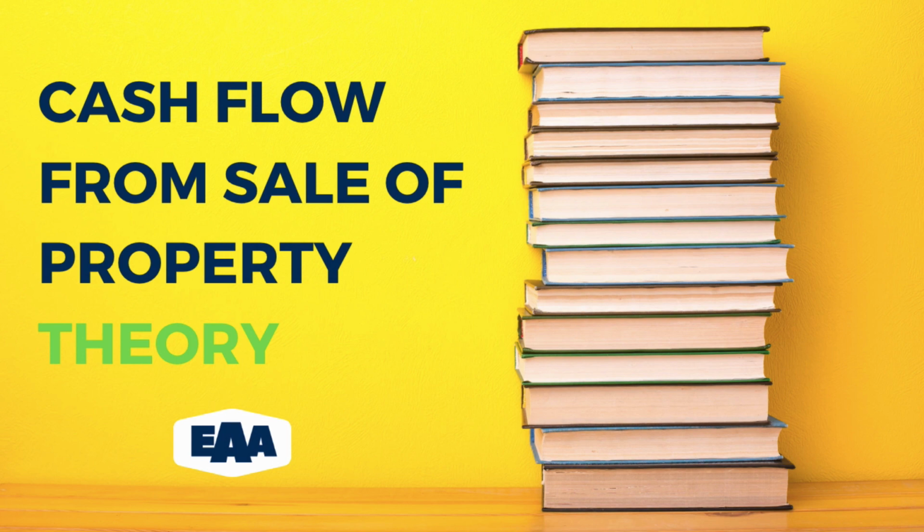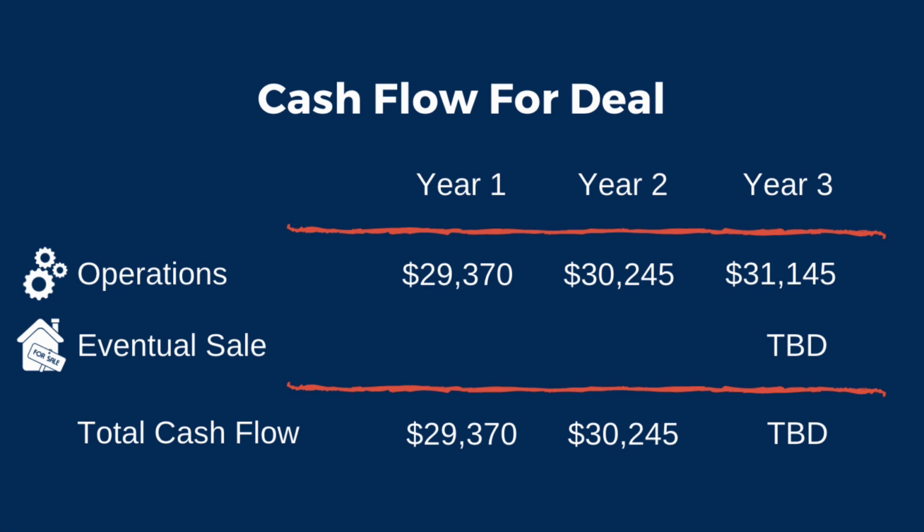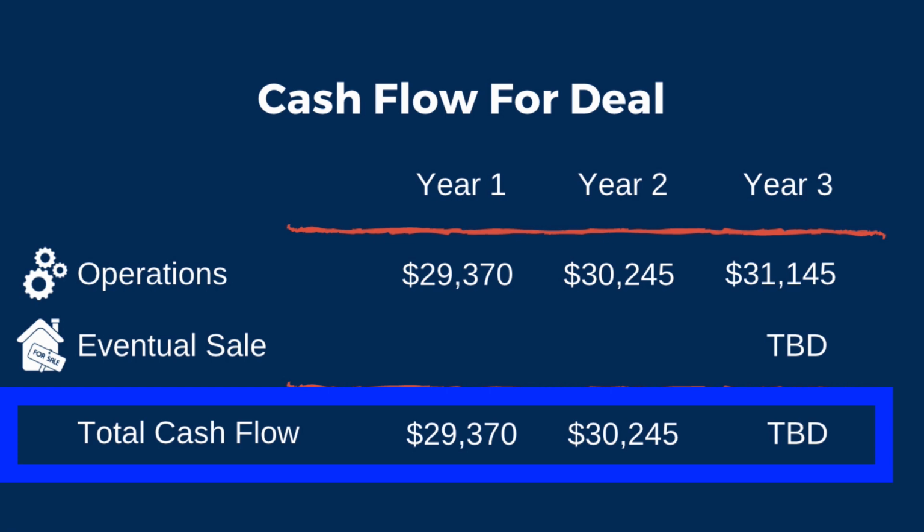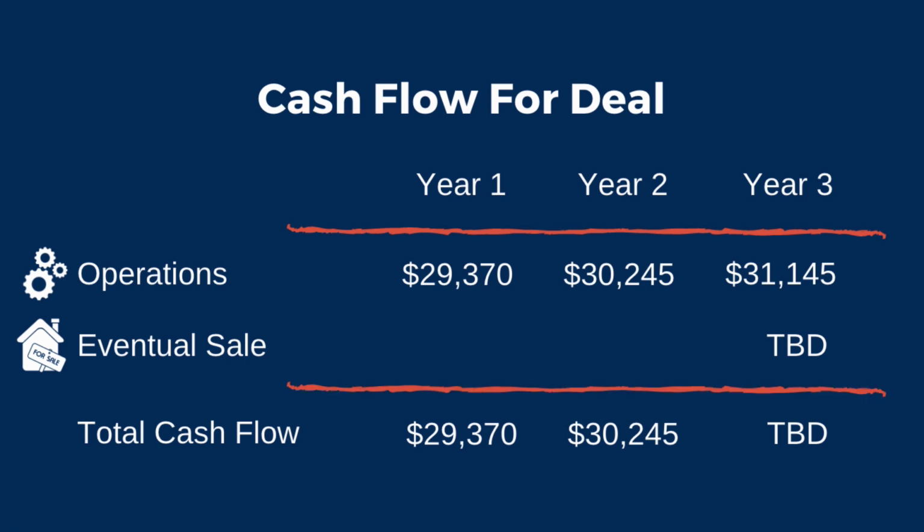Cash flow from sale of a property. Here's where we left off. We have the total cash flow from operations. Now we need the cash flows from the eventual sale, and with that, we'll be able to calculate the total cash flow for this investment. And this assumes that we're buying the property all cash. We'll take care of financing a deal down the road.